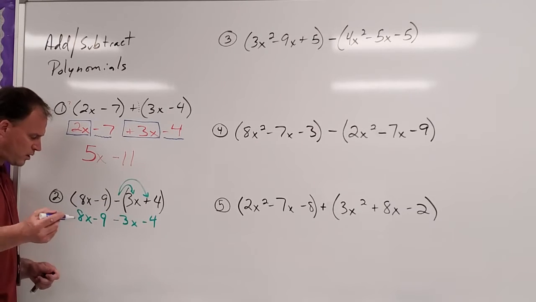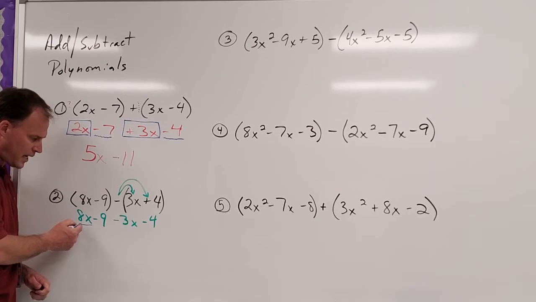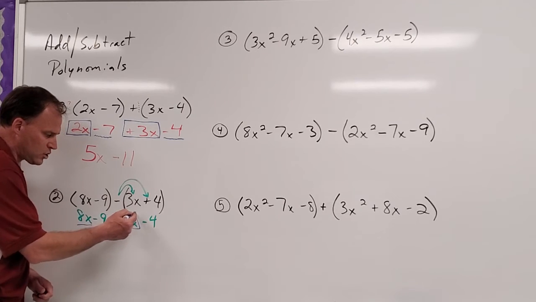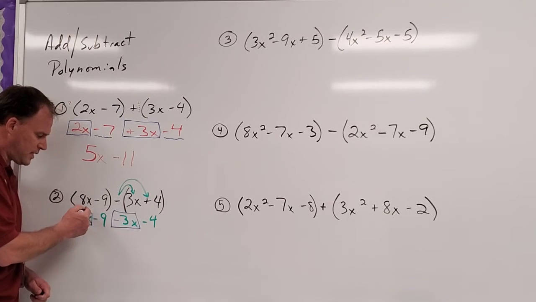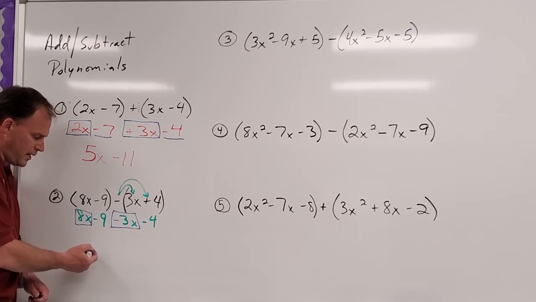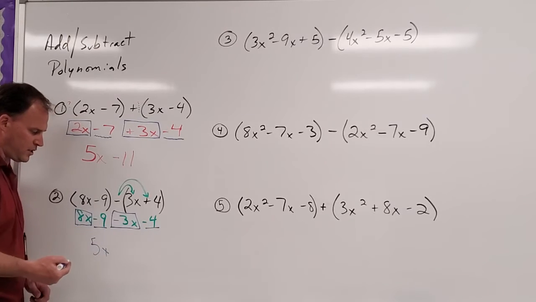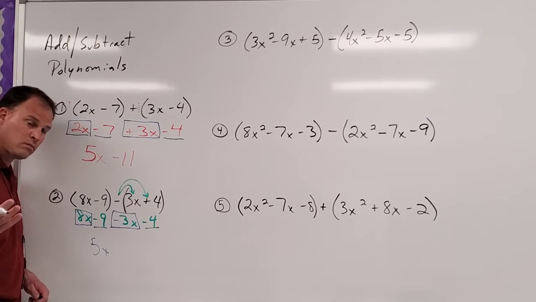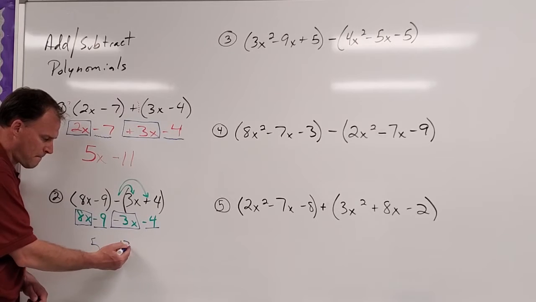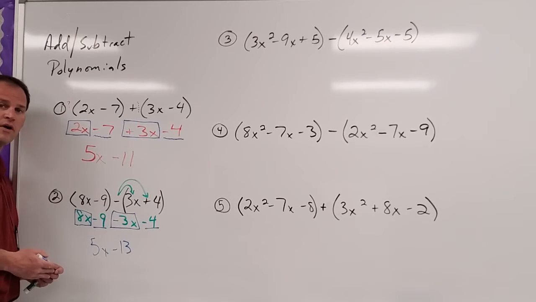All right, now we look for like terms. 8x minus 3x. Again, take the sign in front of the number. 8x minus 3x is 5x. Minus 9 minus 4. There you go, final answer.